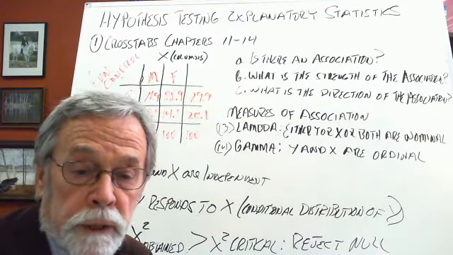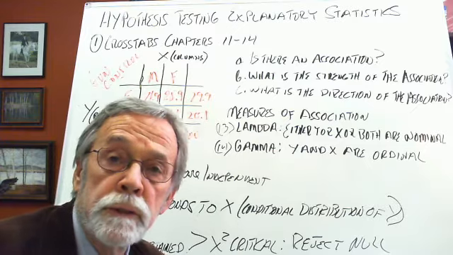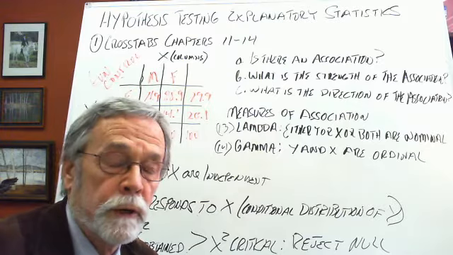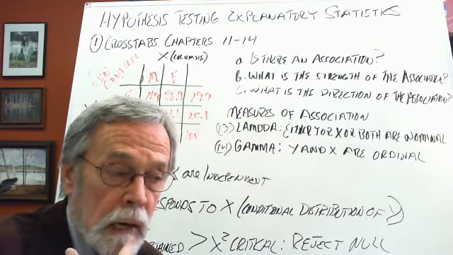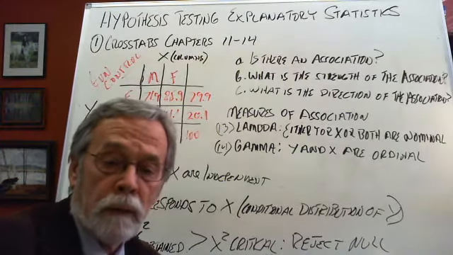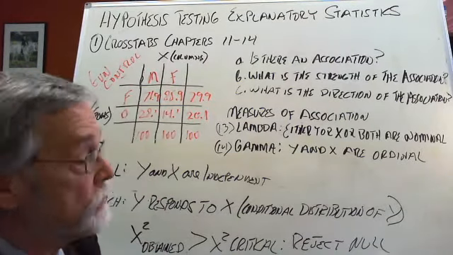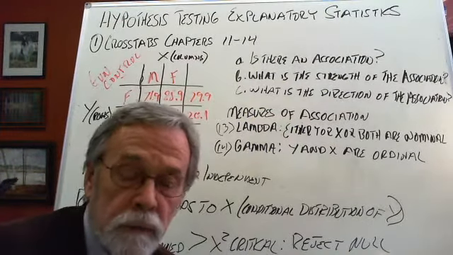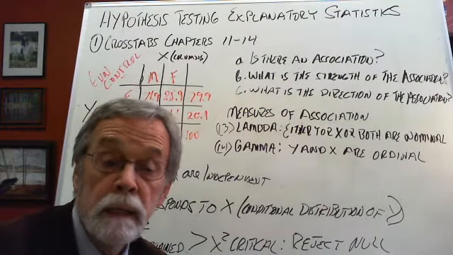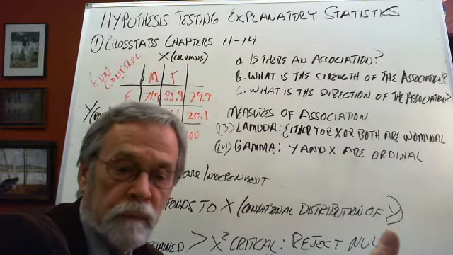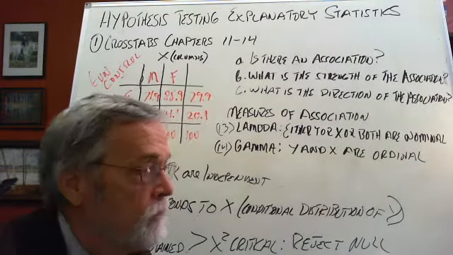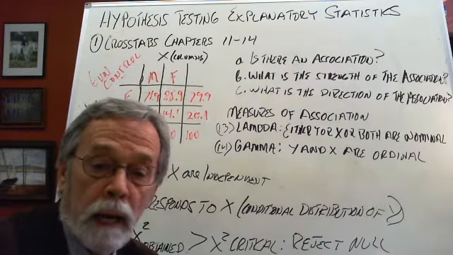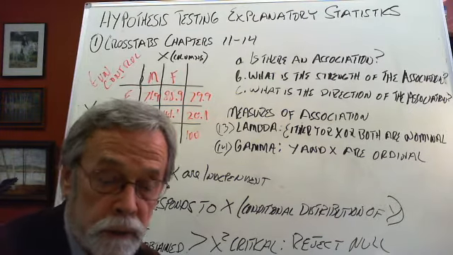The 3 explanatory statistics we're talking about are cross-tabulations, where the outcome variable y and the independent variable x are categorical. Crosstabs is chapters 11 through 14. Chapter 10, analysis of variance, is where the outcome variable, the y, is continuous and the predictor variable or independent variable, the x, is categorical. And then the third video will be on correlation, where both y and x are continuous.